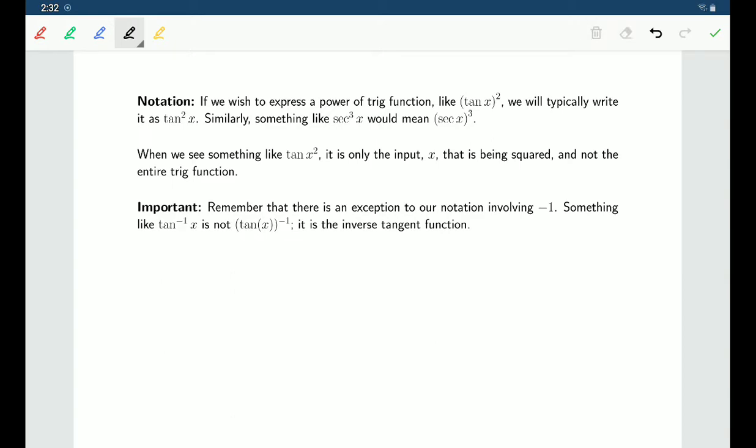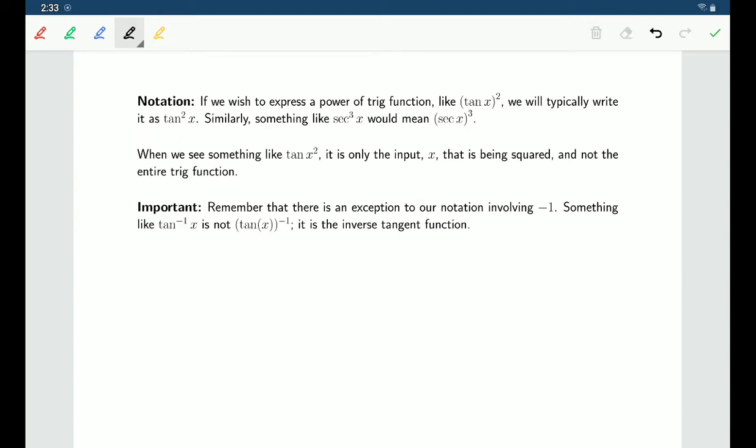Now, if you don't have the square next to the trig function, so something like tangent x squared, it's only the x that's being squared, not the tangent function. So to make that even clearer, you might want to write with brackets tangent of (x squared), and that makes it a little bit more obvious. It's only the x that's being squared and not the tangent function.